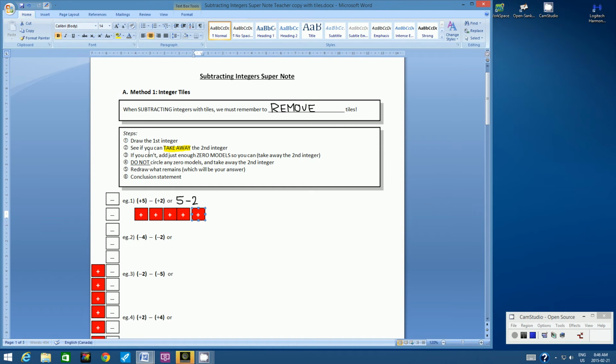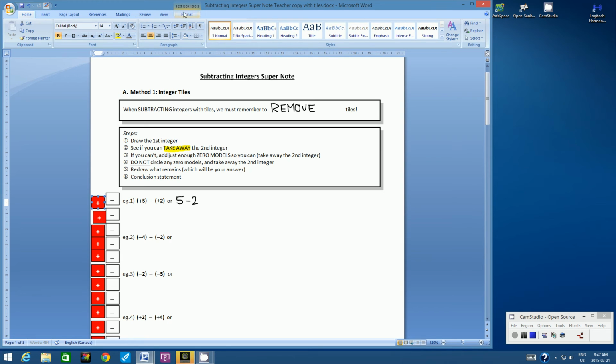Step number 2, see if you can take away the second integer. Well, the second integer is positive 2. Is it possible to take away 2 positive tiles? Yes, it is. So rule number 3, we don't have to use. So let's take away 2 positive tiles. I'm going to just remove 2 positive tiles, take them off my integer model. And what remains is the answer. So positive 3 is the answer. And we knew that. 5 minus 2 is positive 3. So how are we going to represent that solution in a tile diagram? All right, so remove your tiles.